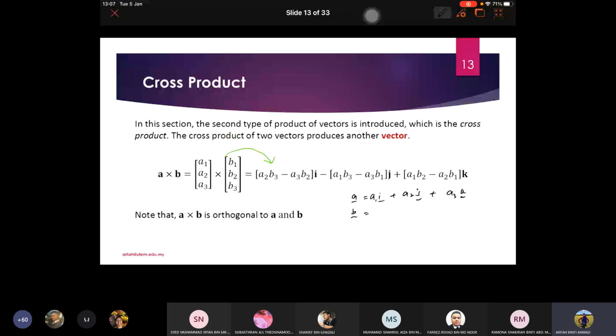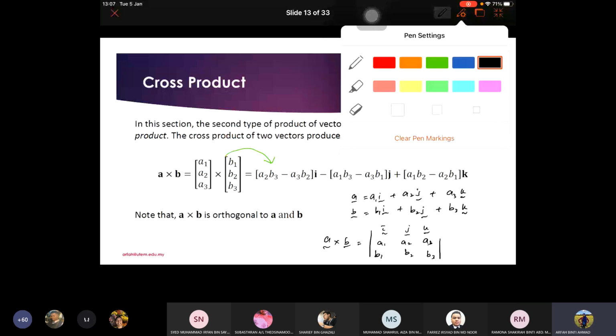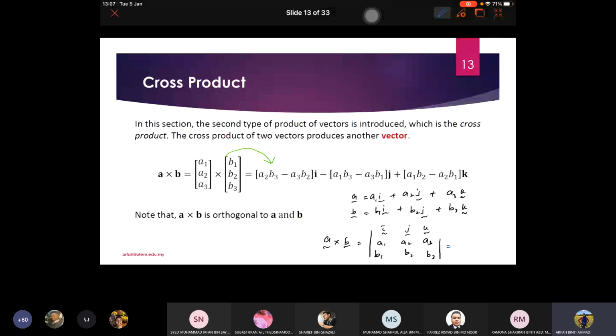So cross product A cross B akan sama dengan awak susun ikut komponen I, J dan K. Awak ada A1, A2, A3, B1, B2, B3. Okay. So untuk I, kalau awak nak darabkan untuk I komponen, tutup kolom I. Tutup kolom I yang awak tengok adalah kolom J dan K. So dia jadi A2, B3 tolak A3, B2 untuk I komponen. Okay. So sebab tu dapat jawapan seperti yang ini. As in here. Tadi saya tunjukkan.